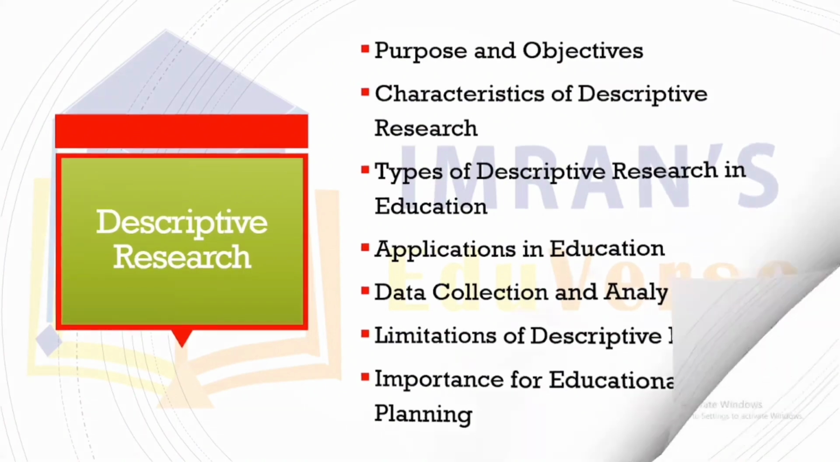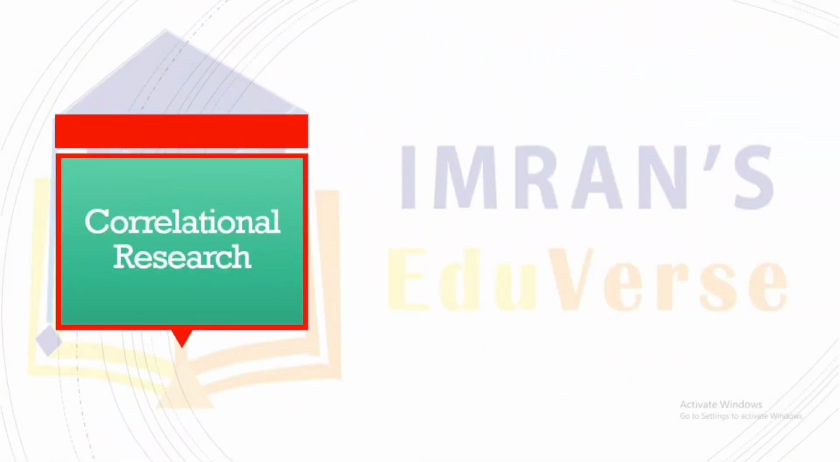Correlational research in education is a quantitative research method that explores the relationships between two or more variables without manipulating them. This type of research aims to examine the extent to which changes in one variable are associated with the changes in another, providing valuable insights into the patterns and the strengths of these relationships. Here is an overview of correlational research in education.